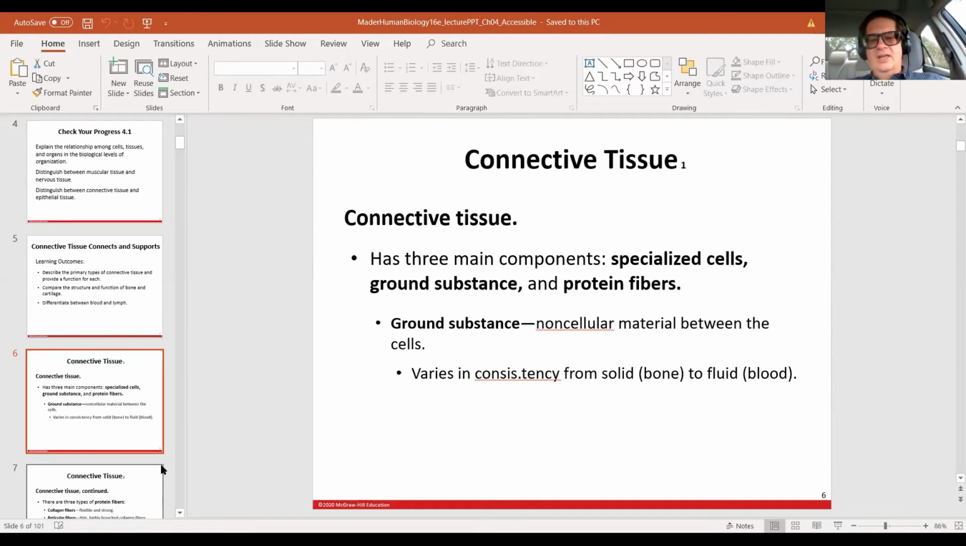So anyway, yeah, their statement here on this slide, I guess I've been rambling, their statement that connective tissue is going to have specialized cells, ground substance, protein fibers. Yeah, it does. It doesn't matter what kind of connective tissue, it's got all three. I want you to know those three things for the test. Let's move on.